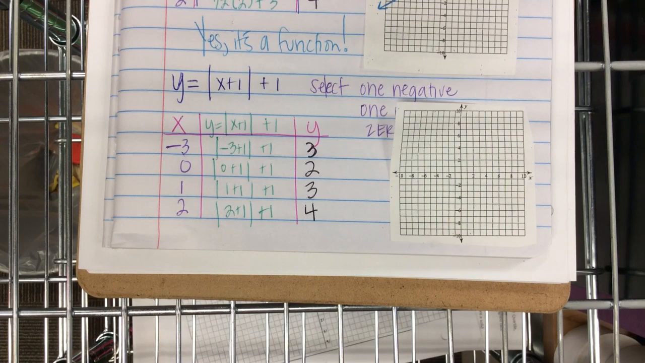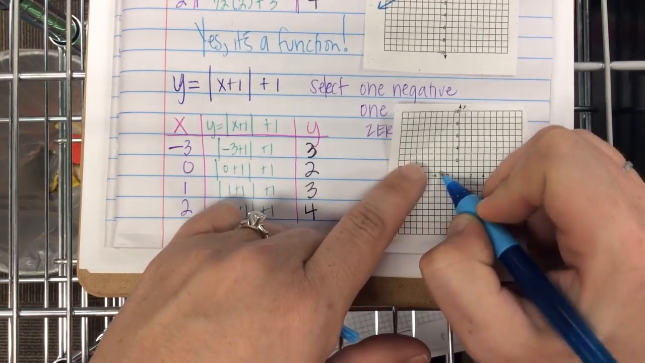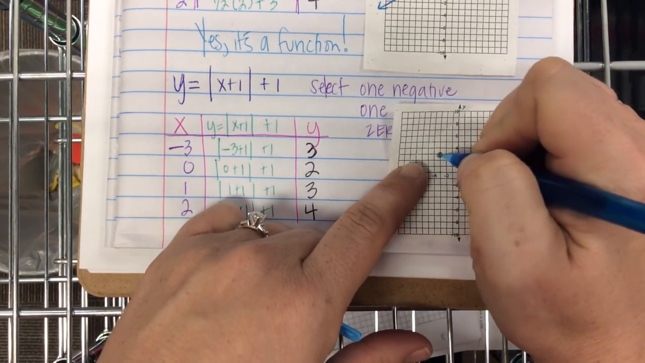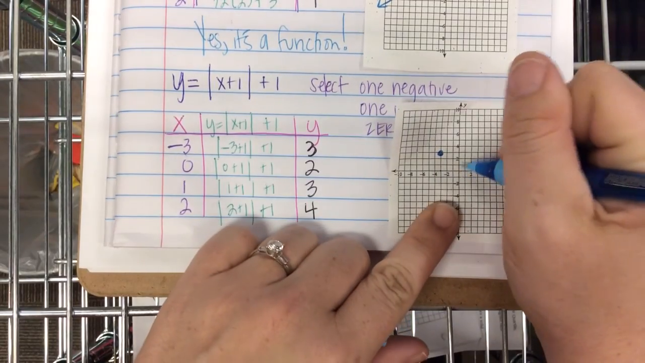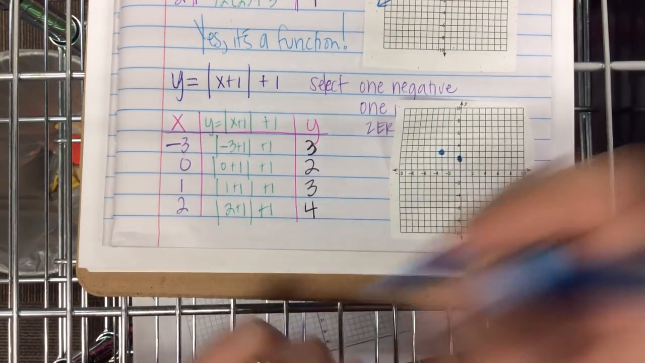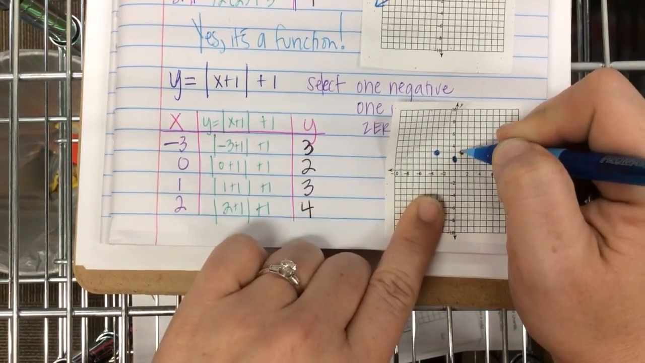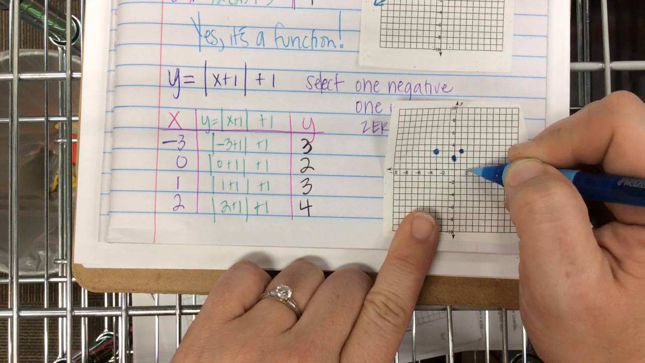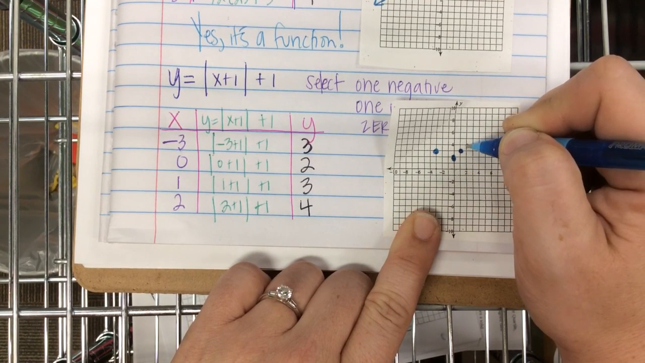And then we graph. Negative 3, positive 3. 0, 2. 1, 3. And 2, 4.